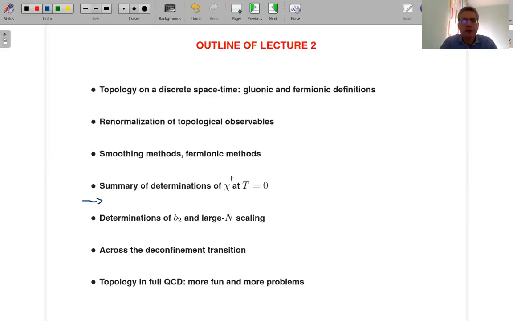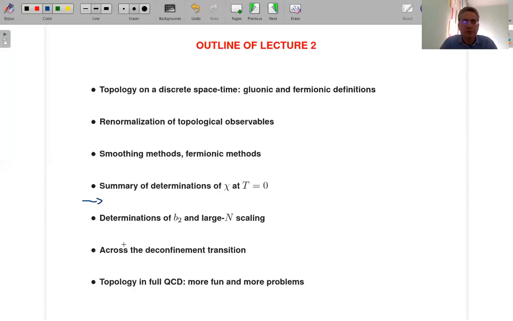Now, today we will consider determinations going beyond the quadratic behavior of the free energy as a function of theta. So we will go to the quartic corrections, meaning determinations of the B2 coefficients. We will illustrate the numerical difficulties which are involved. And that will be an occasion also to discuss more deeply the large-N scaling of theta dependence.